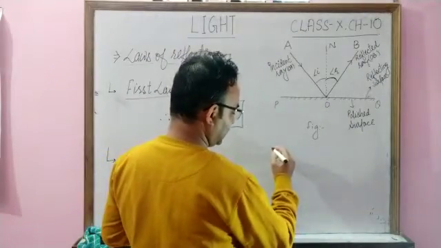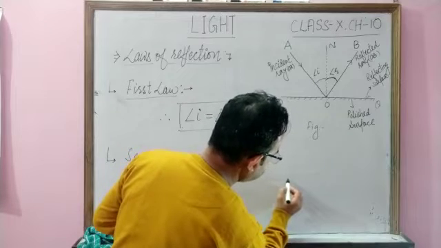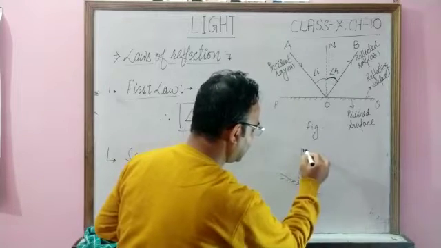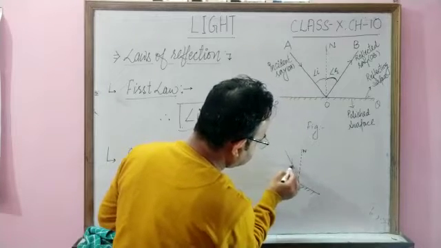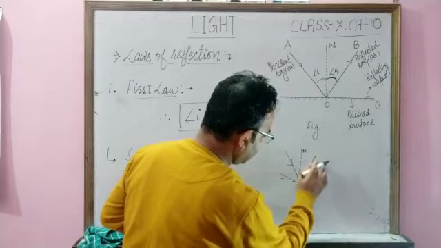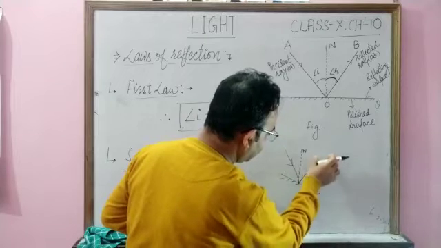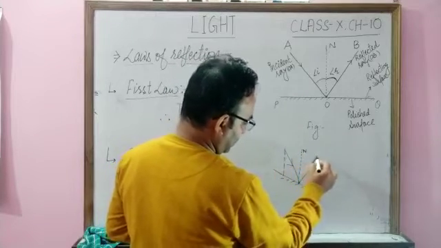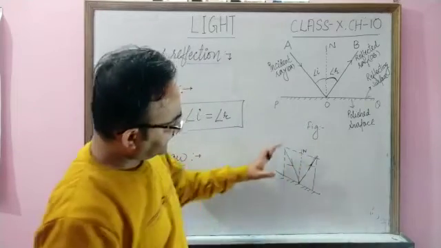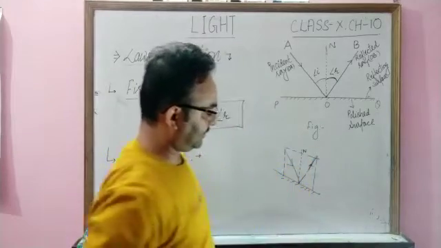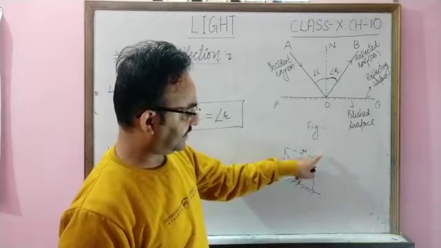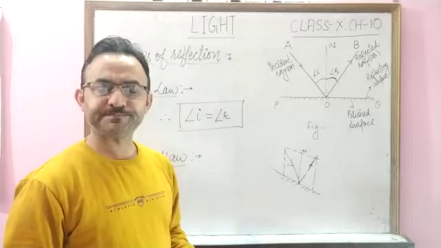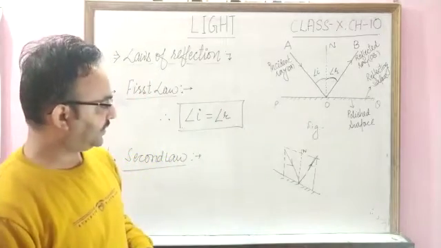How? Suppose this is the reflecting surface, this is the normal here, and you draw this incident ray, and here this is the reflected ray. So this is a plane: incident ray, normal, and the reflected ray all lie in the same plane. A plane is a two-dimensional figure. Is it clear? Okay.